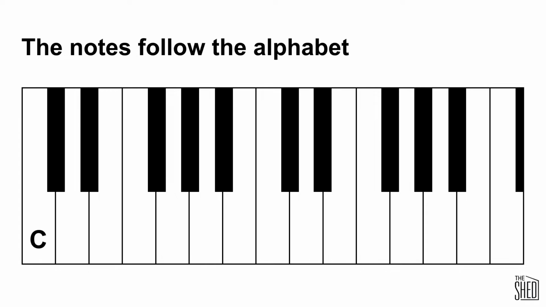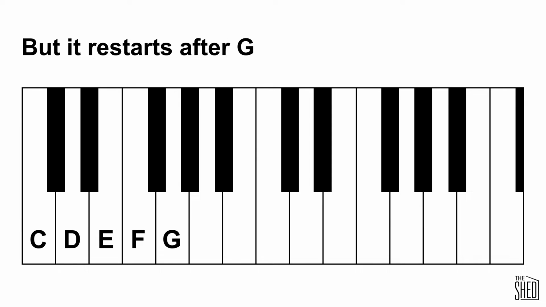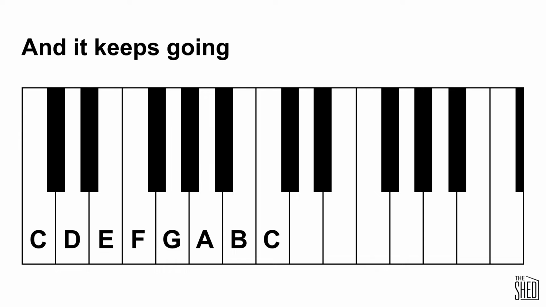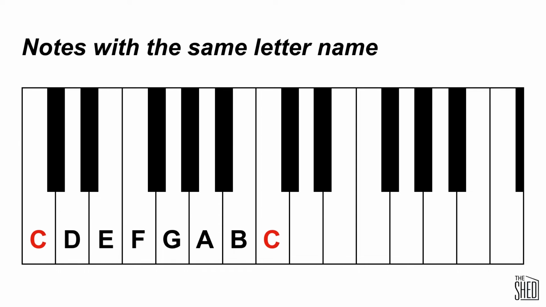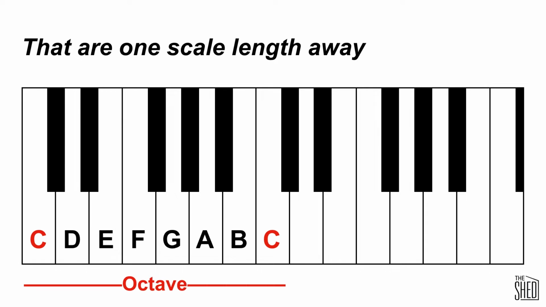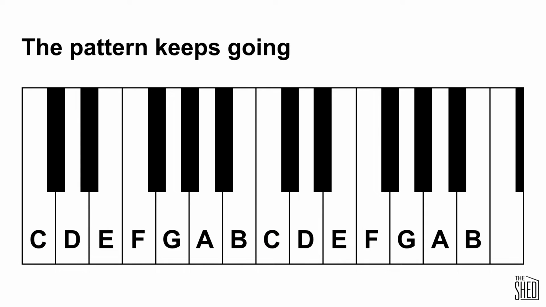The notes follow the alphabet, so we have C, D, E, F, G. But it restarts after G, so that G right there, it goes to A. It keeps going. When you get to the same starting note, you've gone an octave. Notes with the same letter name that are one scale length away are an octave. The pattern keeps going and going.